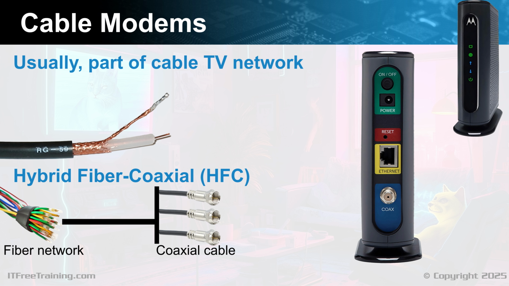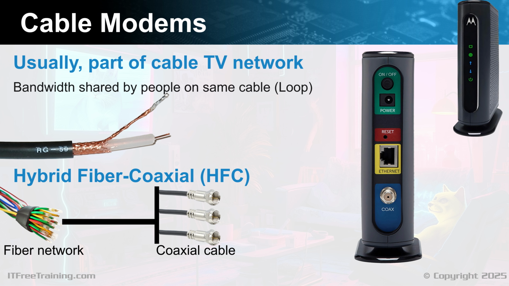This makes it a good choice for a telecommunication company to take over an existing coaxial network rather than installing fiber to the customer. Cable offers great speeds. However, the point to keep in mind is that the bandwidth is shared by the people on the same cable. This may be referred to as a loop. People on the same cable networks may find that at peak times, their internet speed will drop considerably.